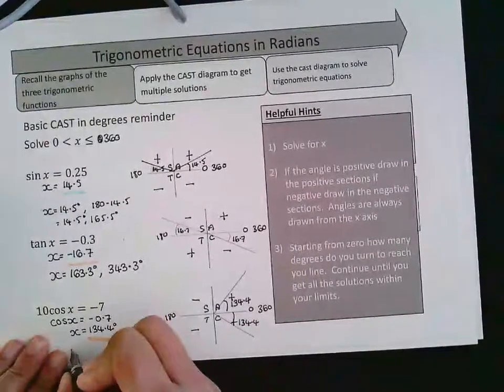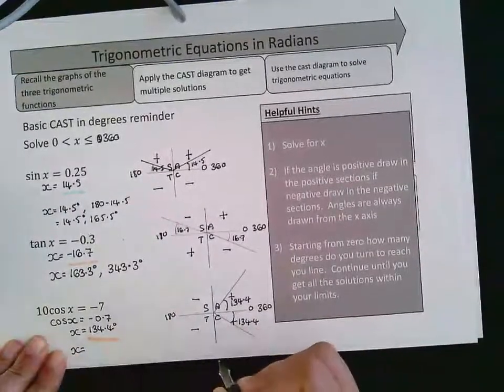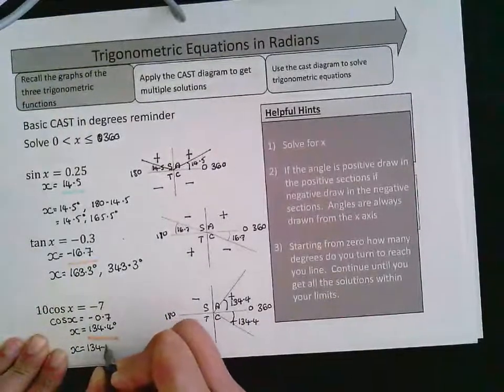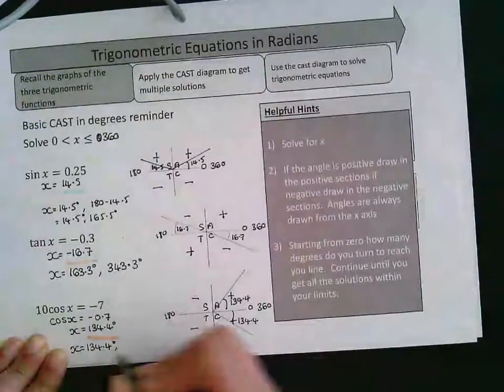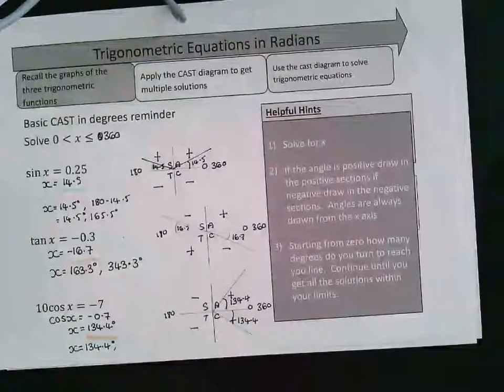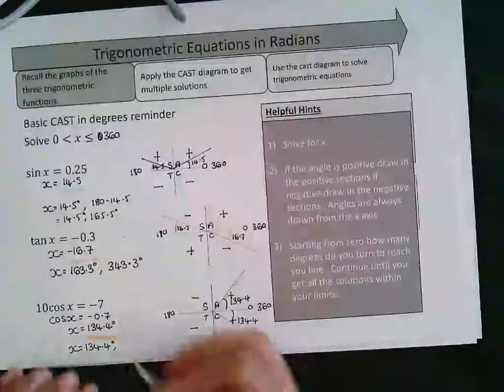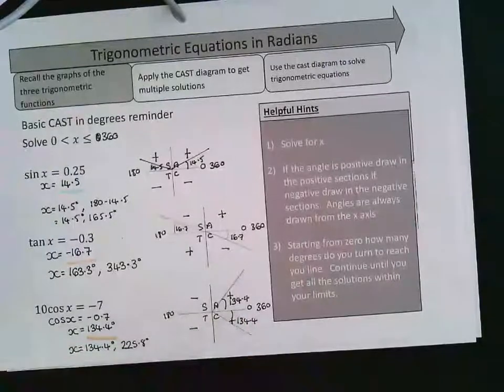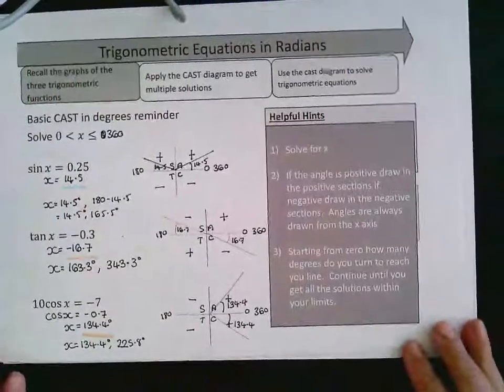So now I need to get my solutions. From 0, I've turned to here, 134.4. And then how far have I turned? Well, 360 will be all the way around. And then I need to go back 134.4 degrees. That's 225.8 degrees. And they are my two solutions.